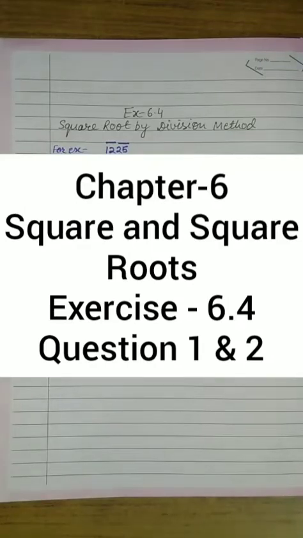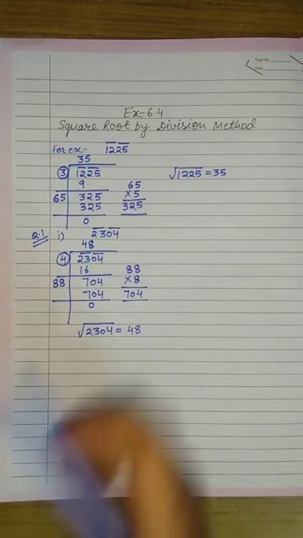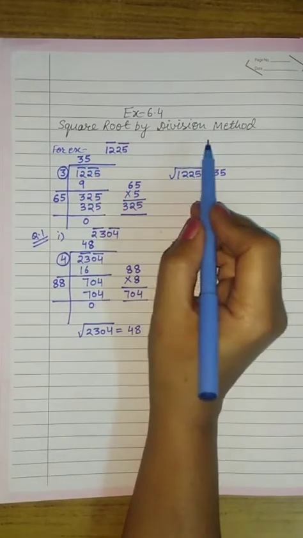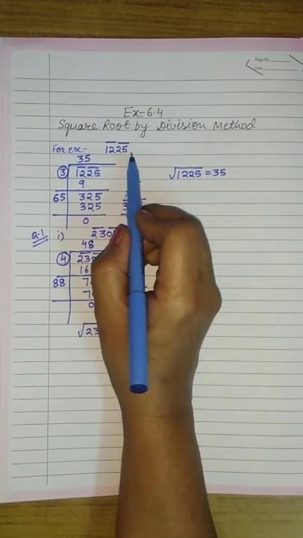Dear students, today I am going to start exercise 6.4. In this exercise, we have to find square root of any number by division method. Let me explain you an example to understand this method. For example, we are given a number 1225.